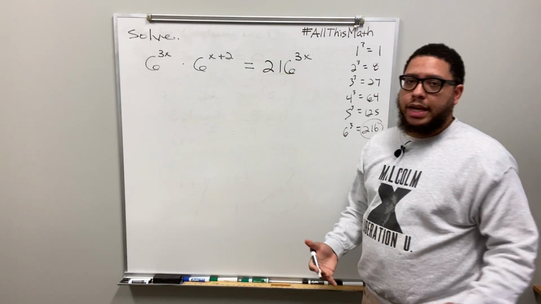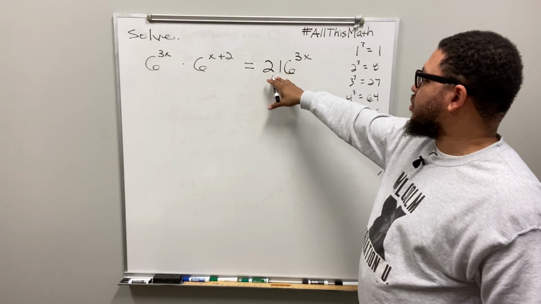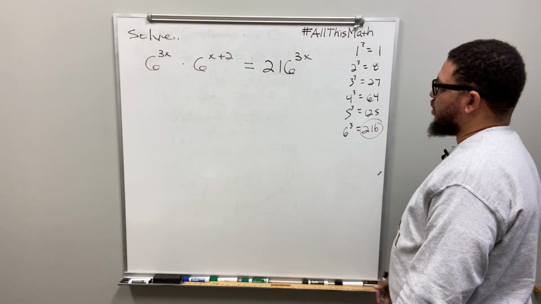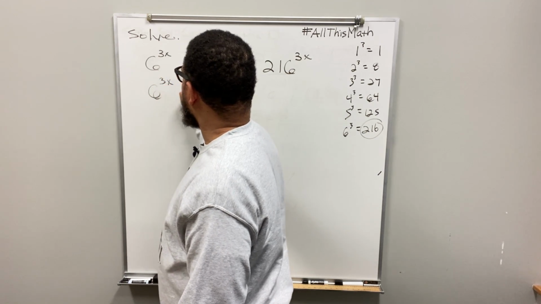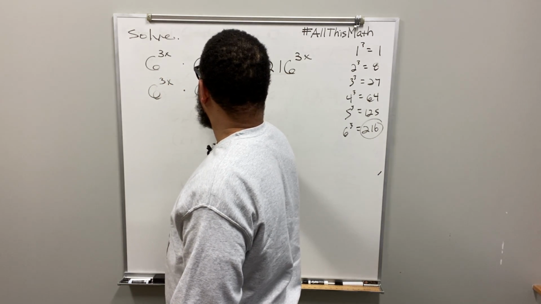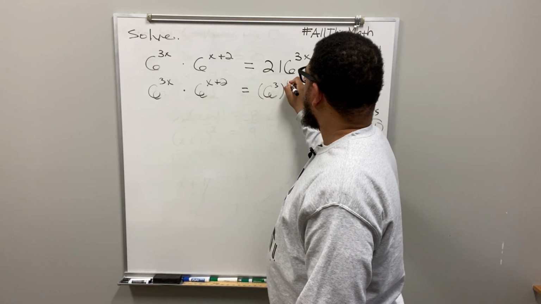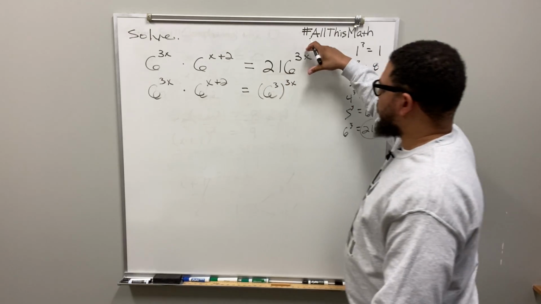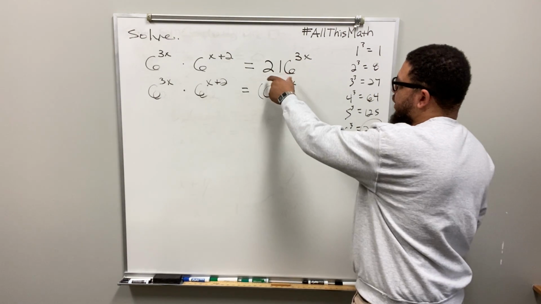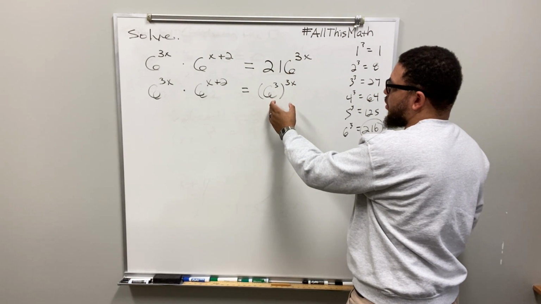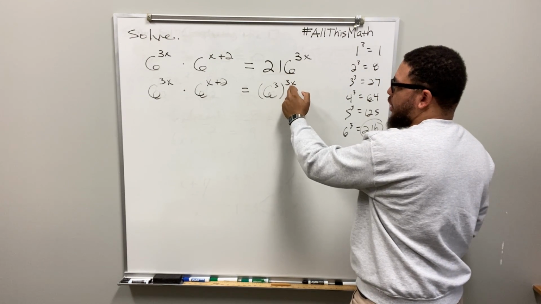So I need an equation that has all 6's as my bases anyway. So I could rewrite this equation. I could replace the 216 with 6 to the third power. So watch what it looks like. It's going to look like this. 6 to the 3x power times 6 to the x plus 2 power is equal to 6 to the third power raised to the 3x power. Because that 3x was already the exponent, right? But I changed the 216 to just 6 to the third power. So 216, 6 to the third power. The 3x was already the exponent, so that's outside the parentheses.